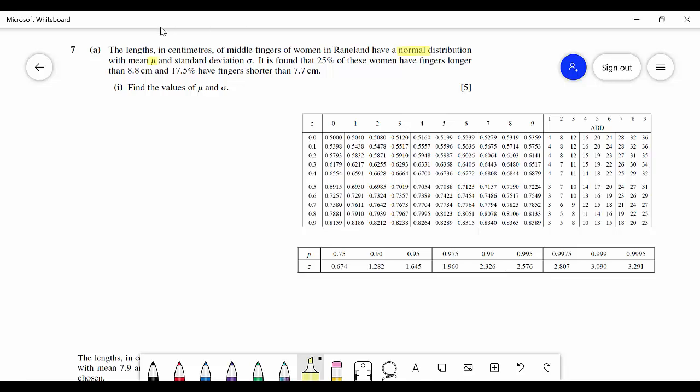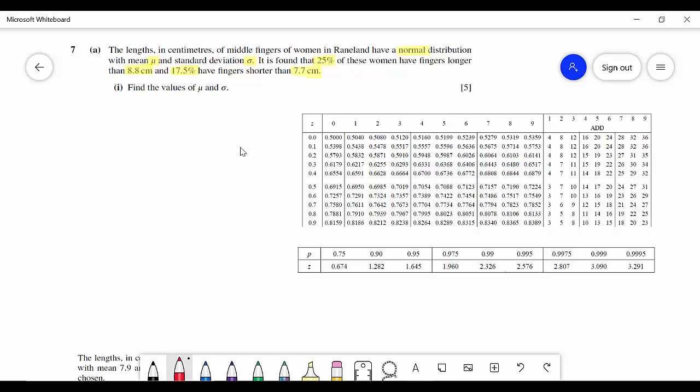They didn't tell you the mean and also the standard deviation, but they give you some extra information here. They say that 25% of these women have fingers longer than 8.8 cm, and 75% have fingers shorter than 7.7 cm. By using these two pieces of information, they want you to find the value for the mean and also the standard deviation.